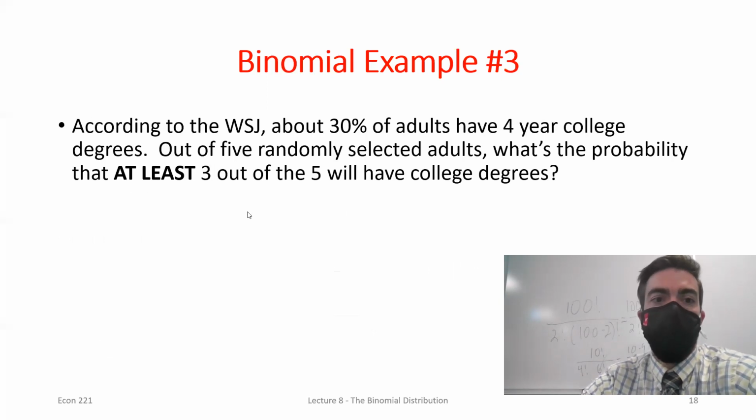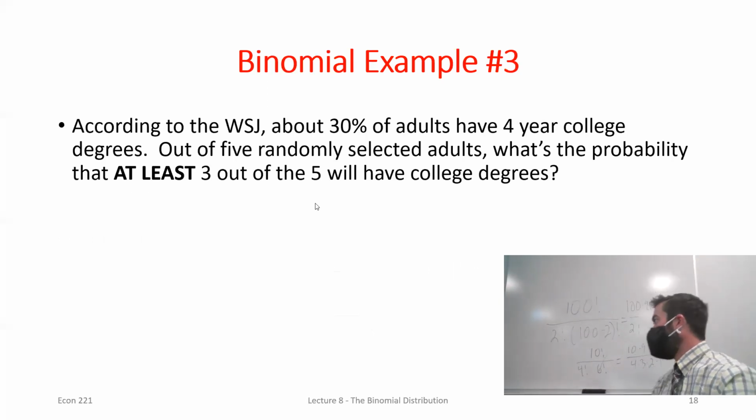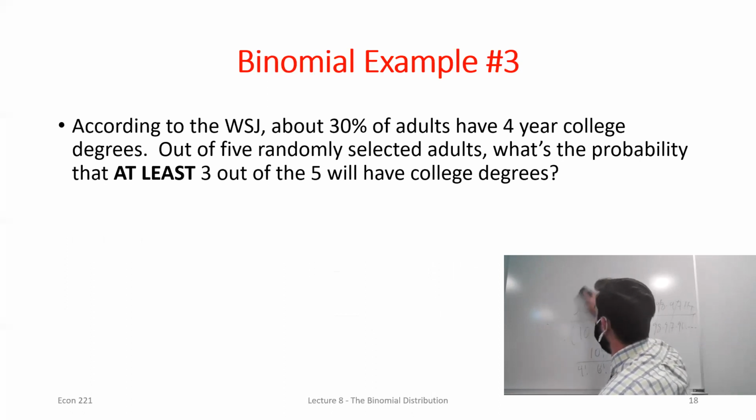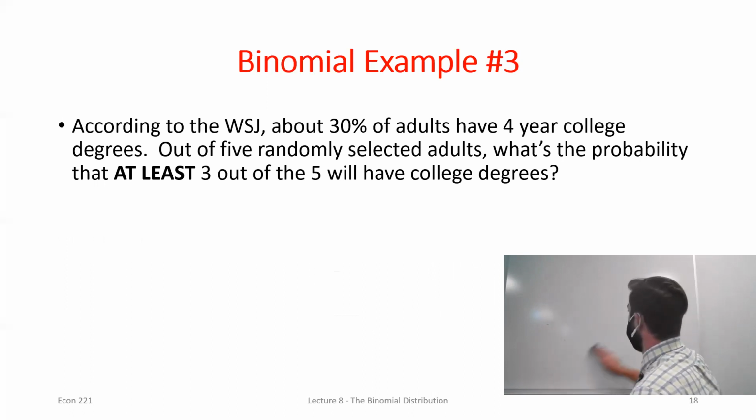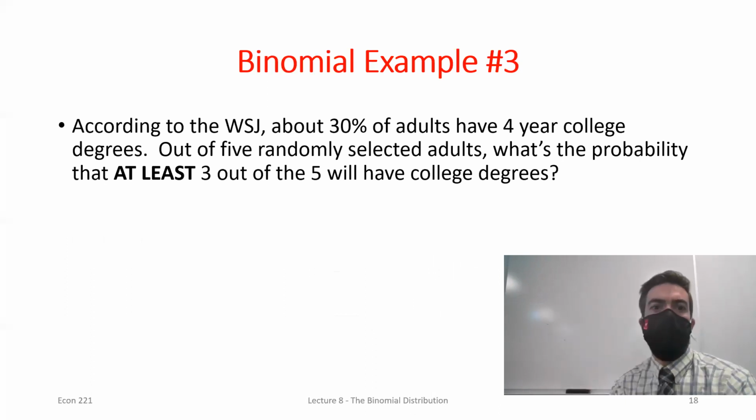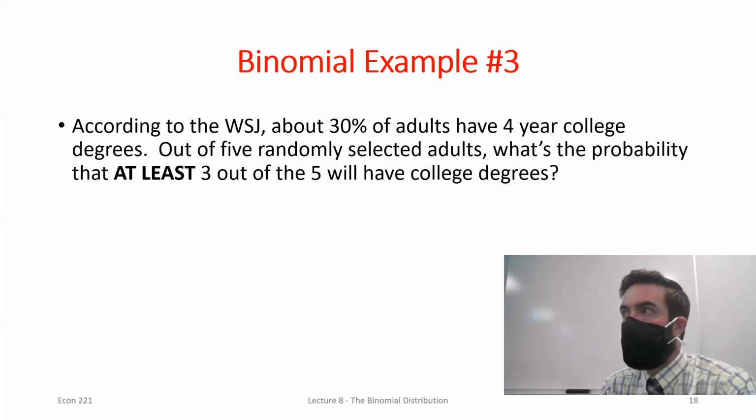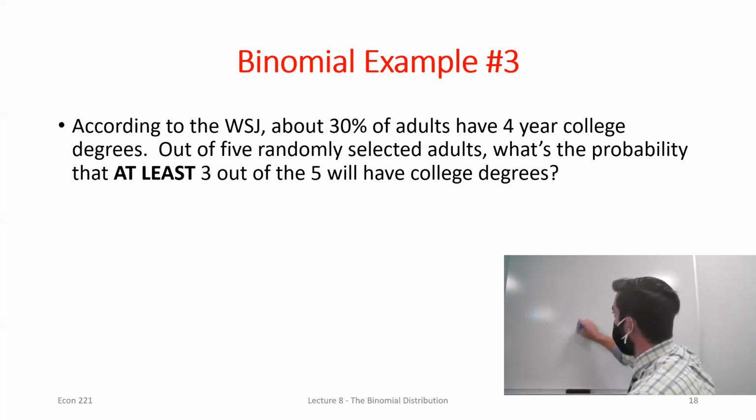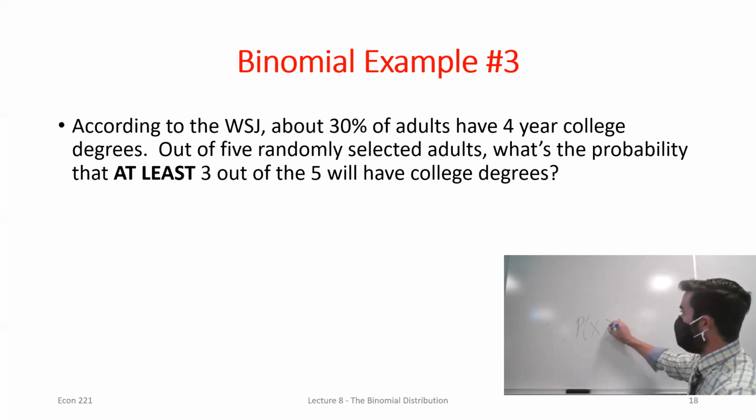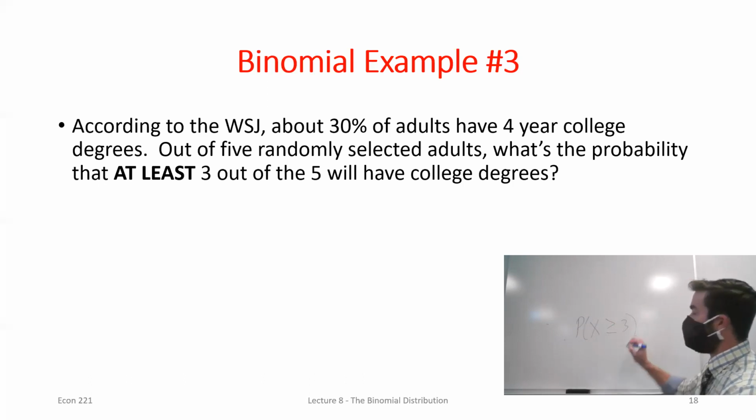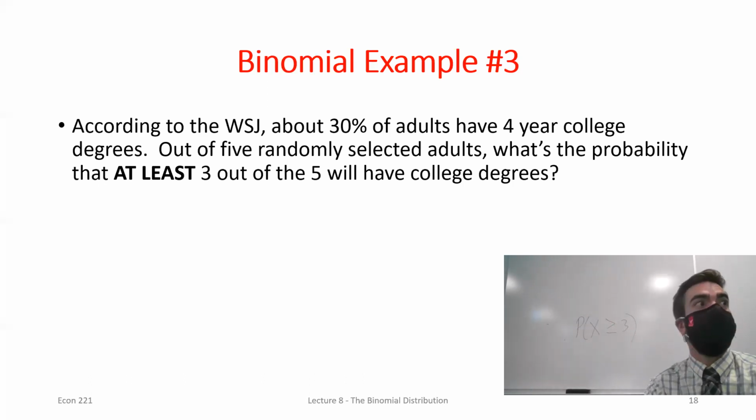All right. What if instead I wanted to do something like, what's the probability that at least 3 out of the 5 have a college degree? So what am I really saying with the probability of at least 3 out of 5? What I'm really saying is, what's the probability that this x value is greater than or equal to 3? At least 3. It could be 3, it could be 4, it could be 5.